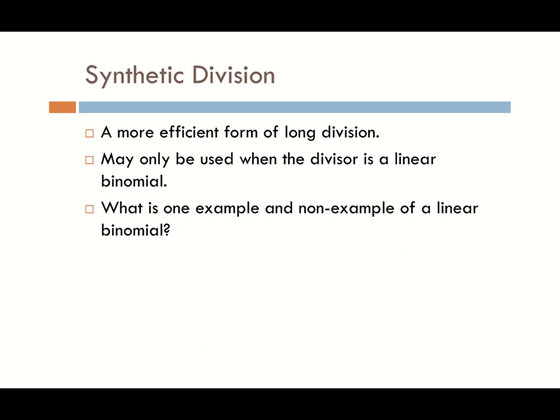So what does that mean? Well, what is an example of a linear binomial? A linear binomial would be something saying we're dividing by x minus 2 or x plus 5. So linear meaning that we have an exponent of 1, essentially we have x, and it is a binomial. There's two terms, so x minus 2, so we have x and negative 2, we have x and 5.